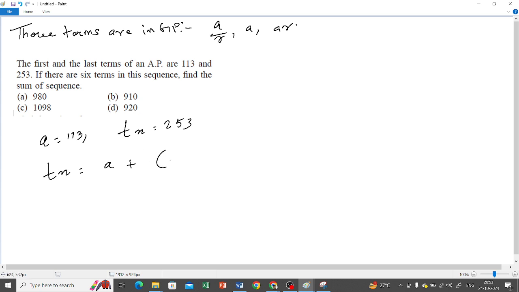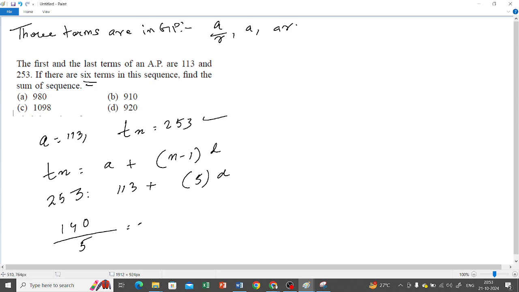Tn is equal to A plus n minus 1 d. So what is Tn? Tn is 253. That is equal to first term 113 plus, and it is given that it is the sixth term, so that means 5d. So what is this? 5 2s are 10, 5 8s are 40. D is 28.